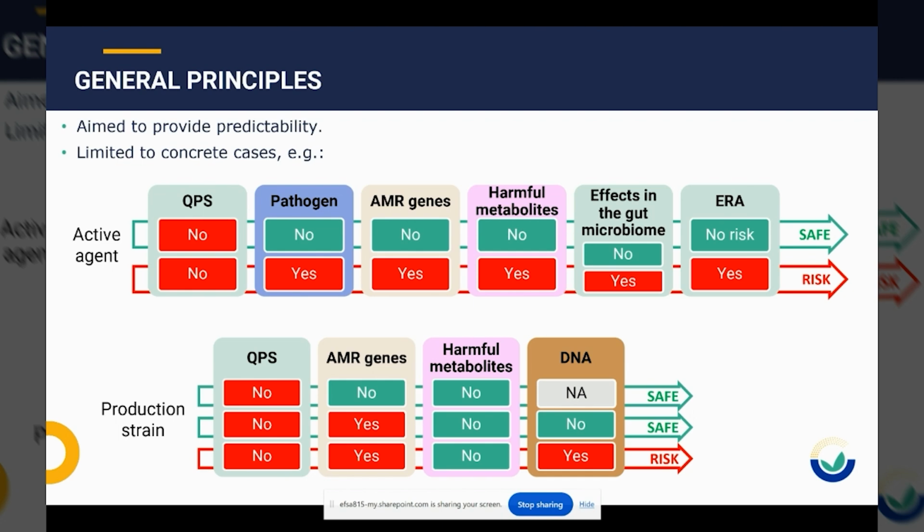With respect to production strains, the risk is related with the final product and is the same where it can be produced. When some predictability can be provided, the cases will be covered. For example, for production strains which do not carry antimicrobial resistance genes or do not produce harmful metabolites, the product will be considered safe. If the production strain carries antimicrobial resistance genes, the safety of the product will be conditioned to the presence or not of DNA of the production strain.